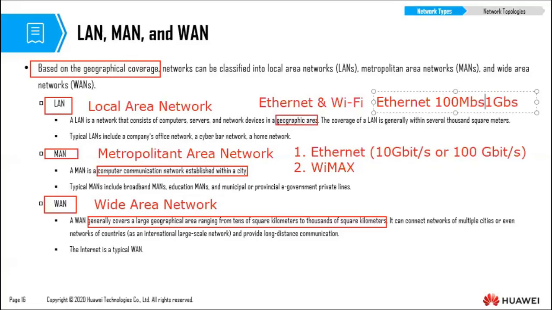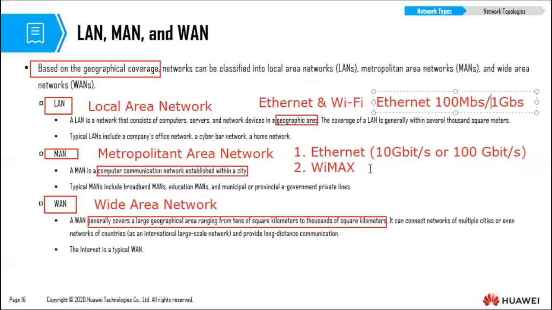So normally in local area networks, we use Ethernet at speeds of 100 megabits per second, 1 gigabit per second. But because when we're interconnecting metropolitan area networks, they're carrying more traffic, we need more bandwidth. In local area networks right now, we're even using 10 gigs, depending on how huge your network is. But we can use 10 gig or 100 gig for metropolitan.